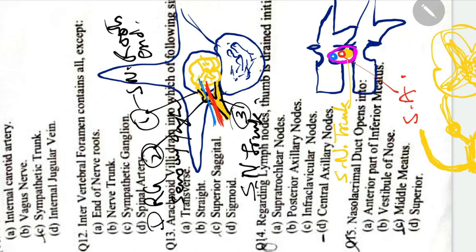This is a sympathetic ganglion. And what was this DRG? DRG was a sensory ganglion. So DRG was a content of the intervertebral canal. And here you have nerve roots, right?